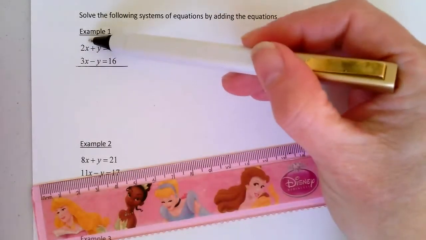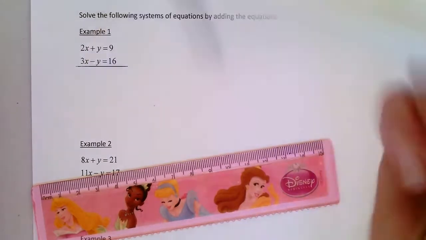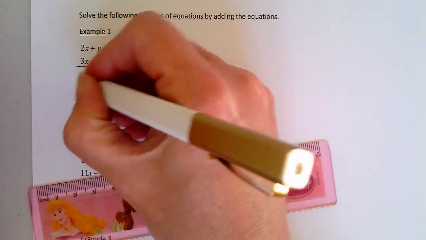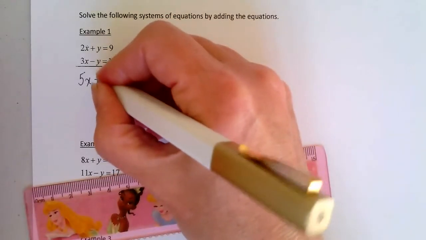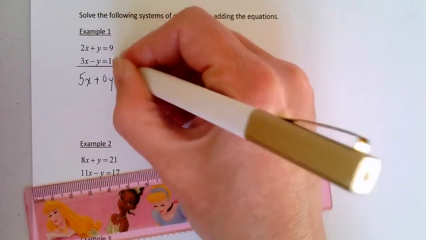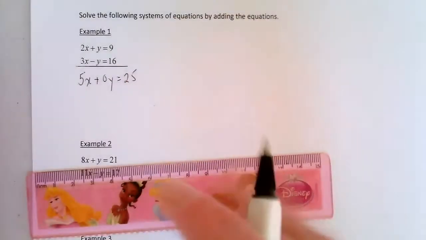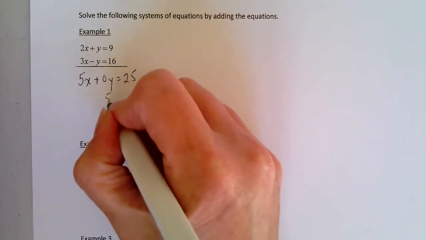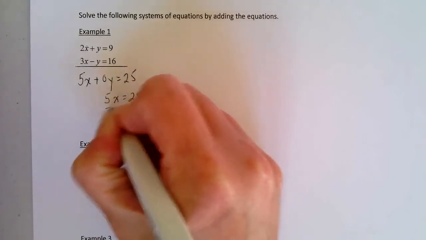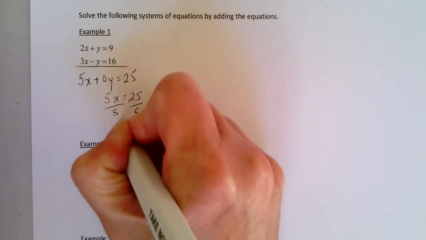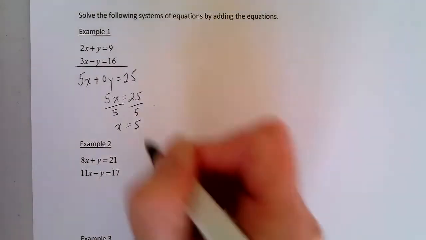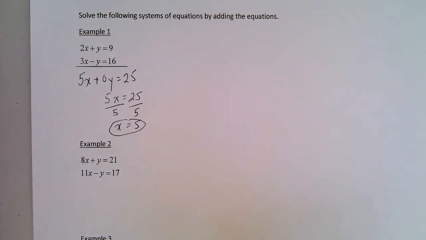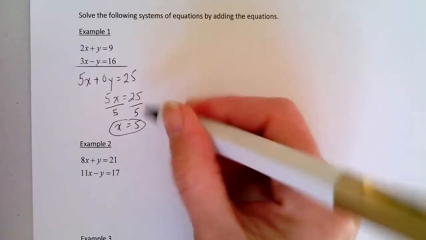So now 2x plus, sorry, 2x plus 3x is equal to 5x. Positive 1 plus negative 1 gives us 0y, and 9 plus 16 is equal to 25. So now we have 5x is equal to 25. We divide both sides by 5 to get x is equal to 5. So now we know that the x value for our solution is equal to 5. To find the y counterpart, we substitute this value into either equation.